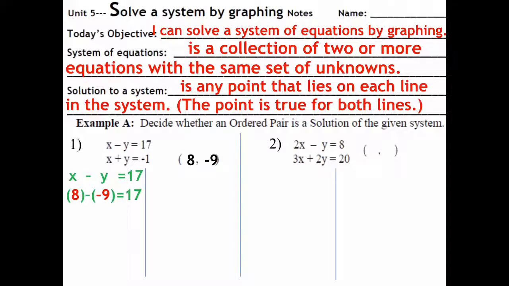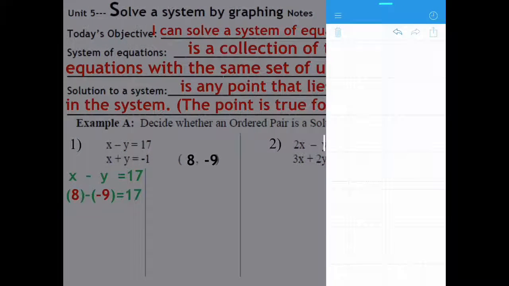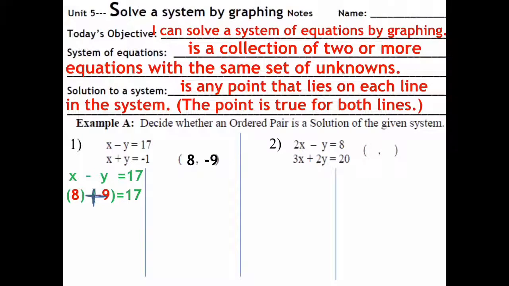So all we need to do is plug that into our calculator over here. We'll put (8) minus (negative 9). That is going to get us 17. So then we get our 17 equals 17. This is true. So now you got to plug it into the next one. Go ahead and do that for me.